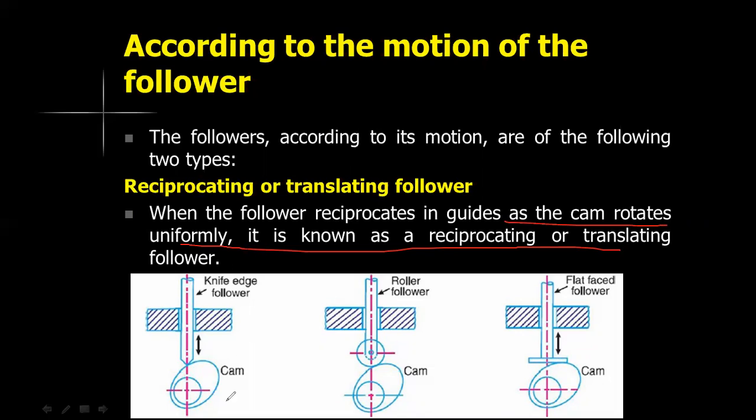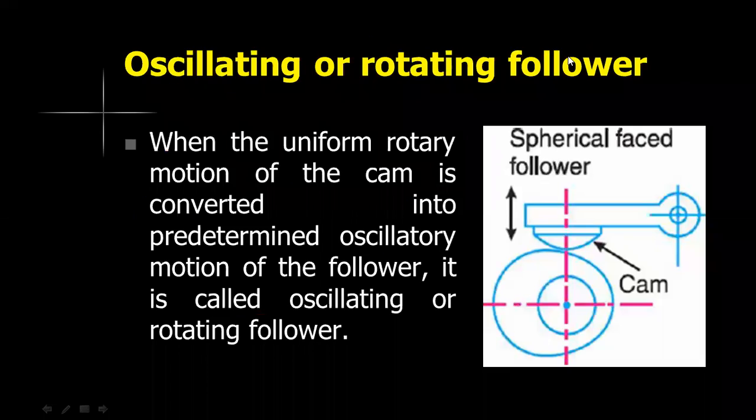Here you can see this is a knife edge follower, this is a roller follower, and this is a flat surface, flat faced follower. These three types of followers have a reciprocating motion. If the cam rotates, the follower will reciprocate. So this is the reciprocating or translating follower. In IC engines, we have the reciprocating follower. Then the oscillating or rotating follower.